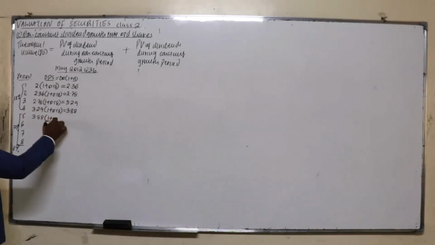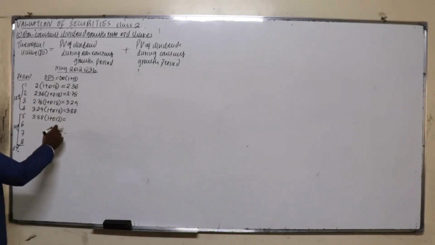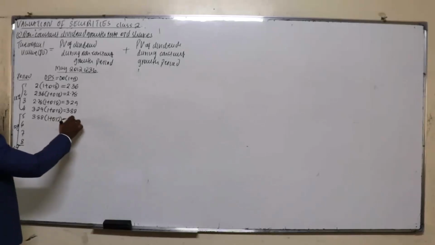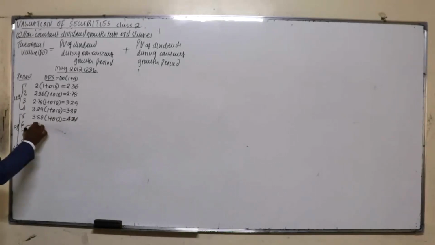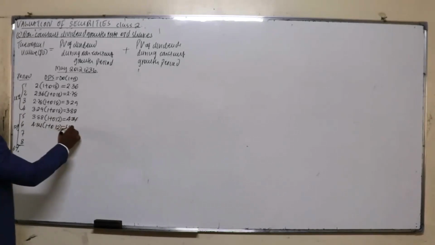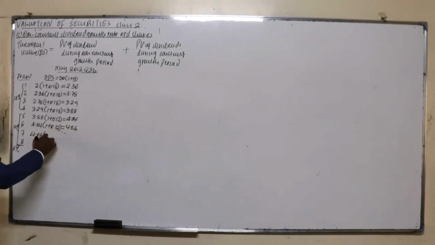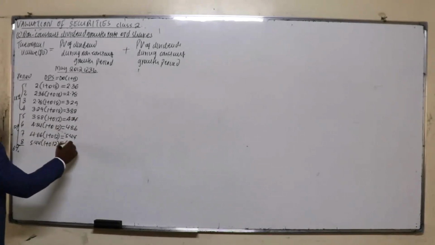So it's 1 plus 0.12. 4.34. Then you have 4.34 times 1 plus 0.12. 4.86. 4.86 times 1 plus 0.12. 5.44. Then 5.44 times 1 plus 0.12. 6.09.